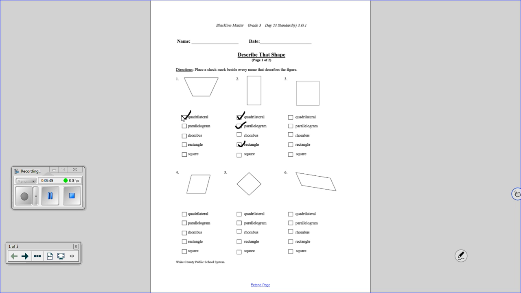Number 3, what is the best name for that shape? Emily, what's the best name for that shape? Square. Square corners, quadrilateral, polygon, 2 sets of parallel sides, all sides with equal length. What else can I call that shape? Aiden? I can call it a parallelogram.